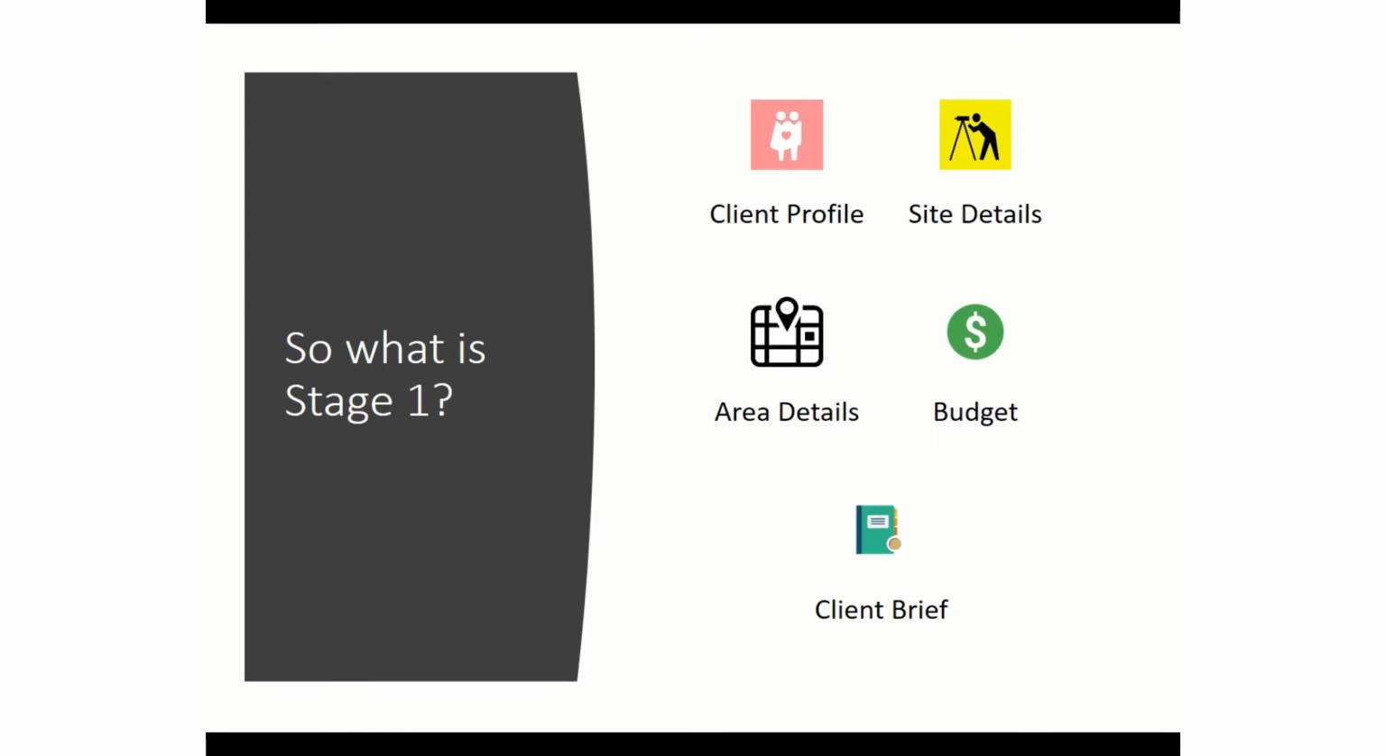And the client brief is essentially splitting those things into explaining what they are, so who the clients are, what the site details are, what the area details are, what the budget is, and then saying what you could do for each of those different things. To give you an example, part of the client profile might be that they have three kids, and one of those kids is really into football. So that's what you'd say in your client brief. You then say what you could do for the house and garden with regards to that bit of information.